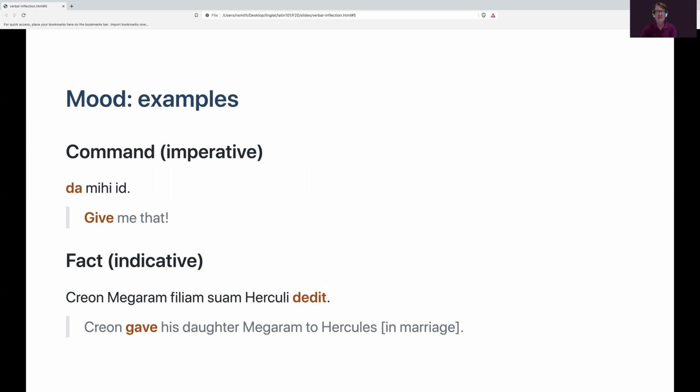But just to contrast a couple of examples in Latin and in English where we have a similar kind of contrast, the command form, the imperative, contrasted with the indicative, the fact-stating form. Da mihi, give me that, is a command, and the Latin form da is the imperative of the verb to give. Whereas in the indicative statement, Creon Megaram filiam suam Herculi dedit, dedit is an indicative verb. It's a factual statement. Creon gave his daughter Megara to Hercules in marriage.